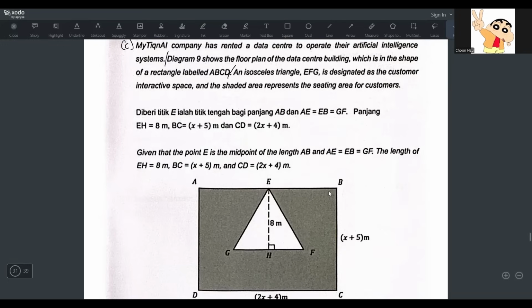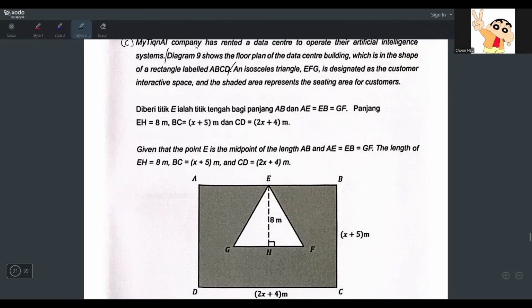So this is a rectangle. So 2x plus 4 meter, so that means here also 2x plus 4, here also x plus 5, and it's in meters. Okay, what else? An isosceles triangle. Isosceles triangle means these two sides will be the same length. And when you cut the isosceles in half, you will get a 90-degree angle and two right angle triangles. Okay, and then EFG is designated as the customer interactive space.